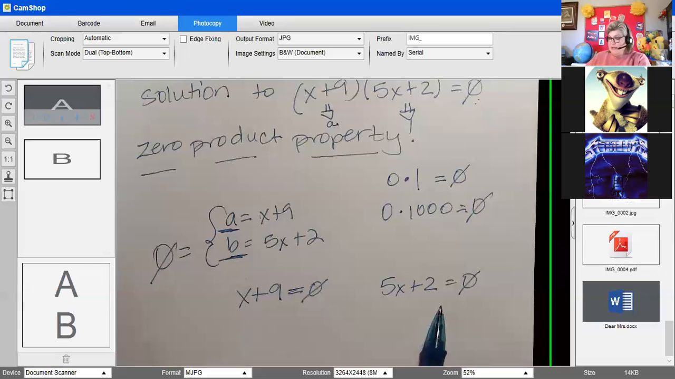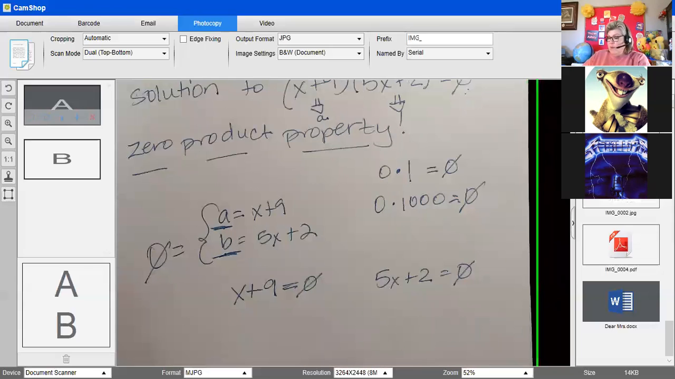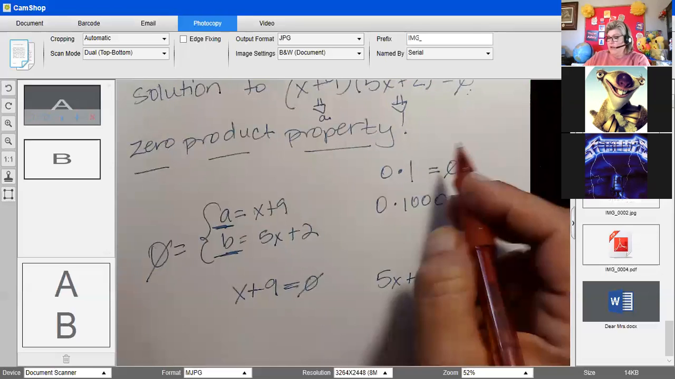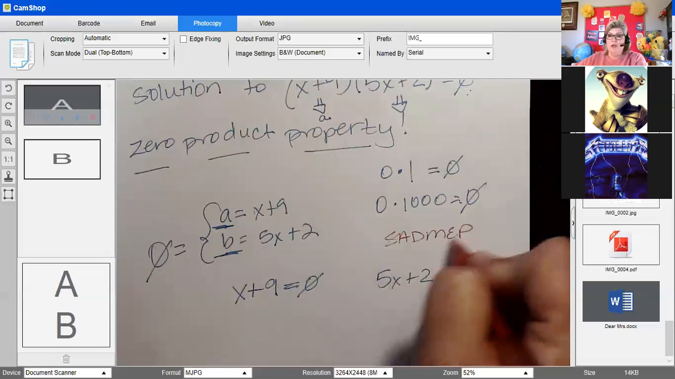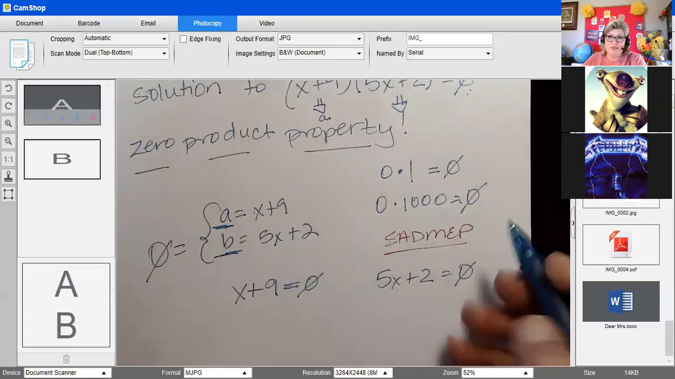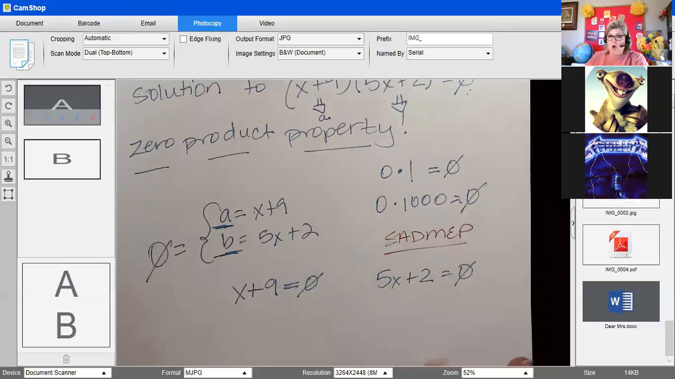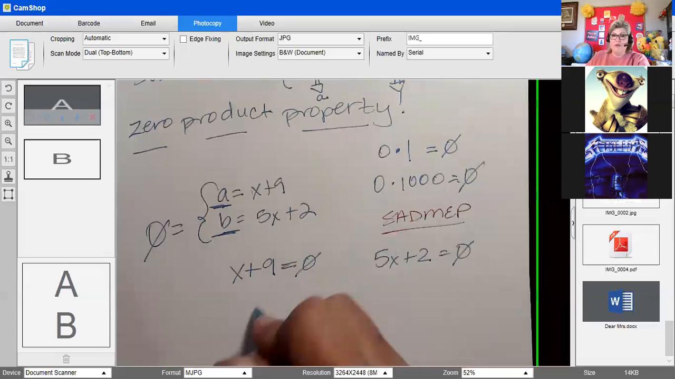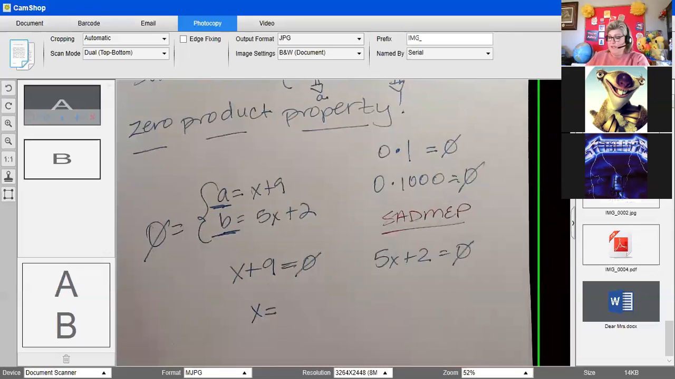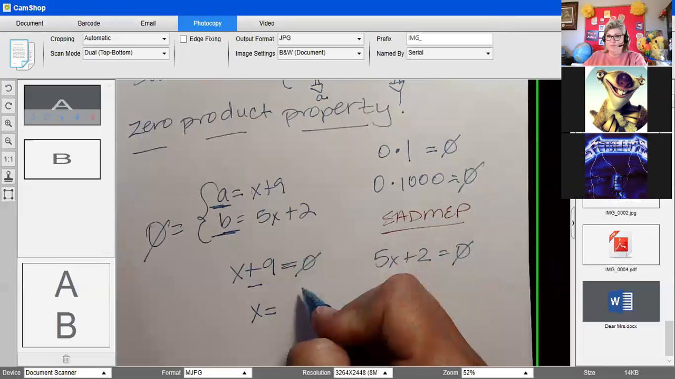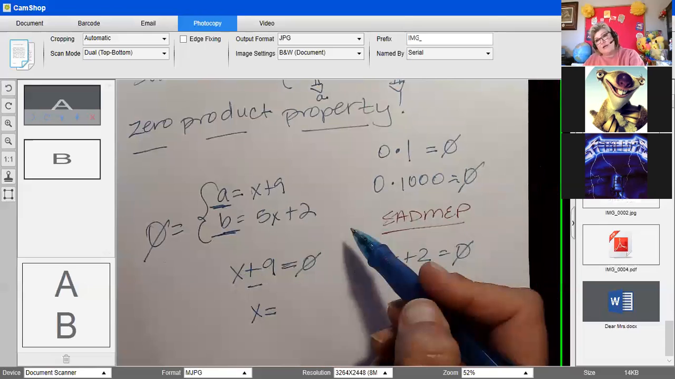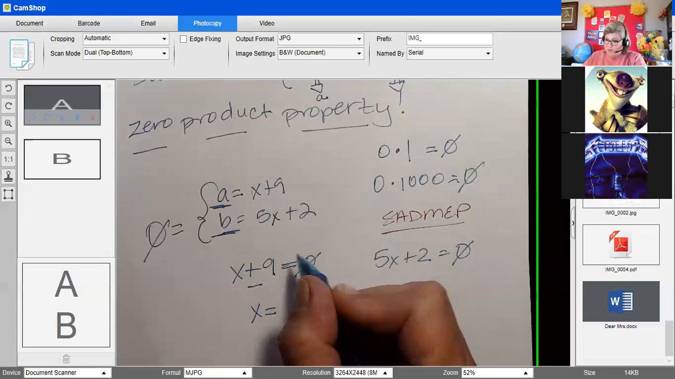So remember when we were working these in class, we had something that we called SADMEP. And that's essentially PEMDAS backwards. And so our goal is to get x equals to something. How do we get x by itself over here? Subtract. Subtract what? Subtract 9.